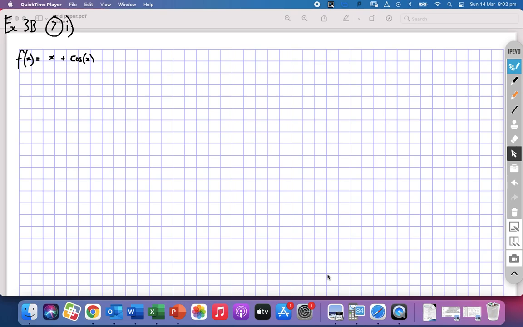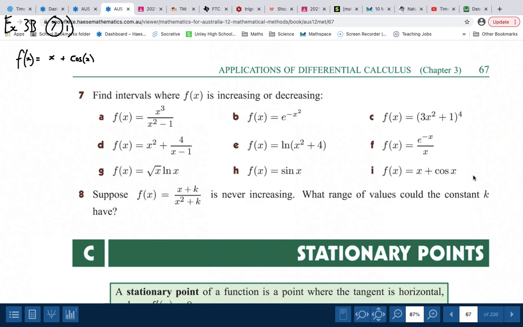Exercise 3b, 7i, you have a function f of x is x plus cos x. It's taken from the book here. The question is, when are we increasing, decreasing? The process is to find the derivative, draw the sign diagram, and see where you get positive slopes, right? But the process could also be just draw the function and have a look at it, which you can do on your calculator. Now, I've tried to do that.